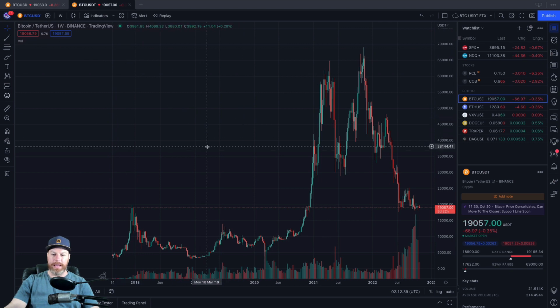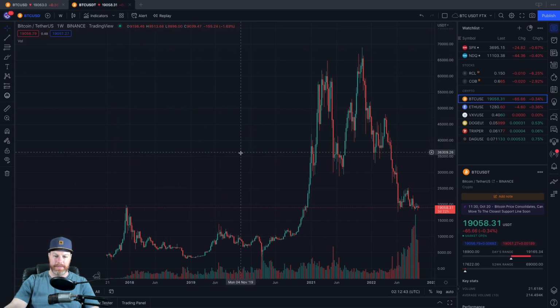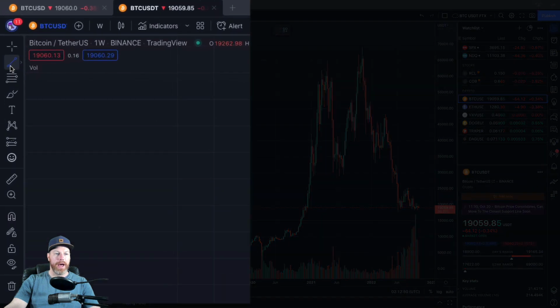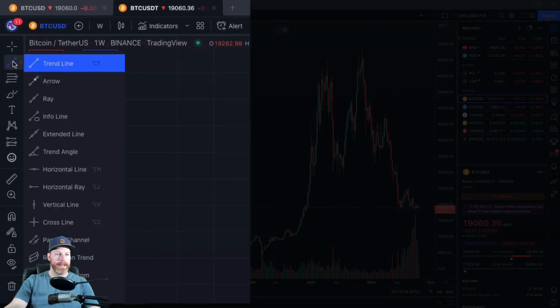So on the weekly chart, this is a great place to start to put some support and resistance. And we will call these the major support and resistance. So what I'm going to do is select the line tool over the left-hand side here. I'm going to right-click my mouse on that, and instead of trend line, I'm going to select horizontal line.